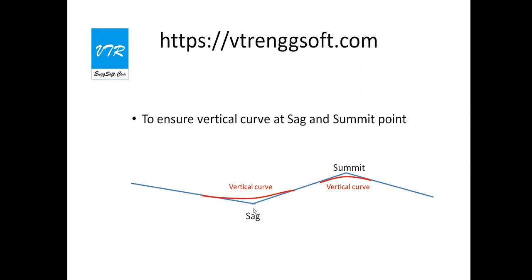We cannot abruptly change the grade, and at that location the point should be smoothly connected. So as far as this application is concerned, it takes care of the provision of the vertical curve, so that it will ensure the smooth passage of vehicles over these points. This is one of the facilities available here.